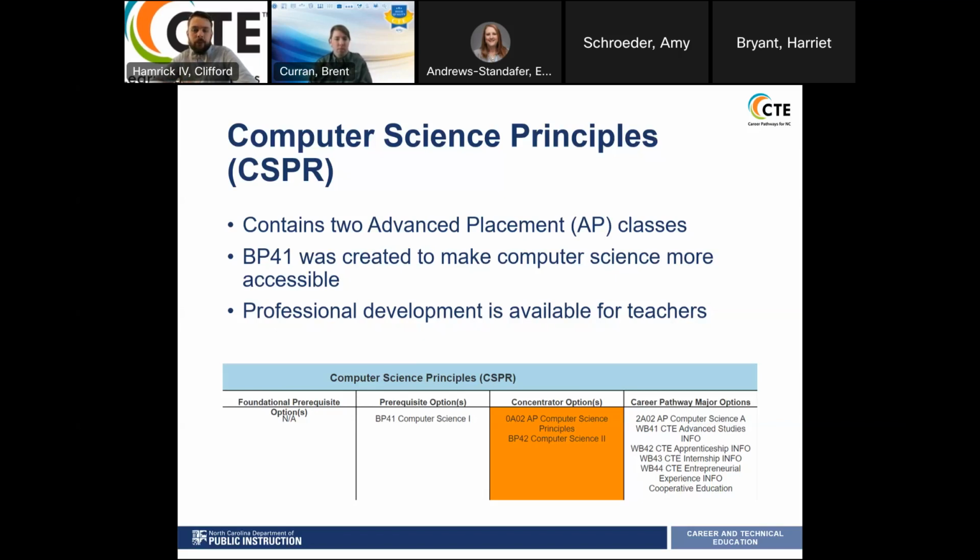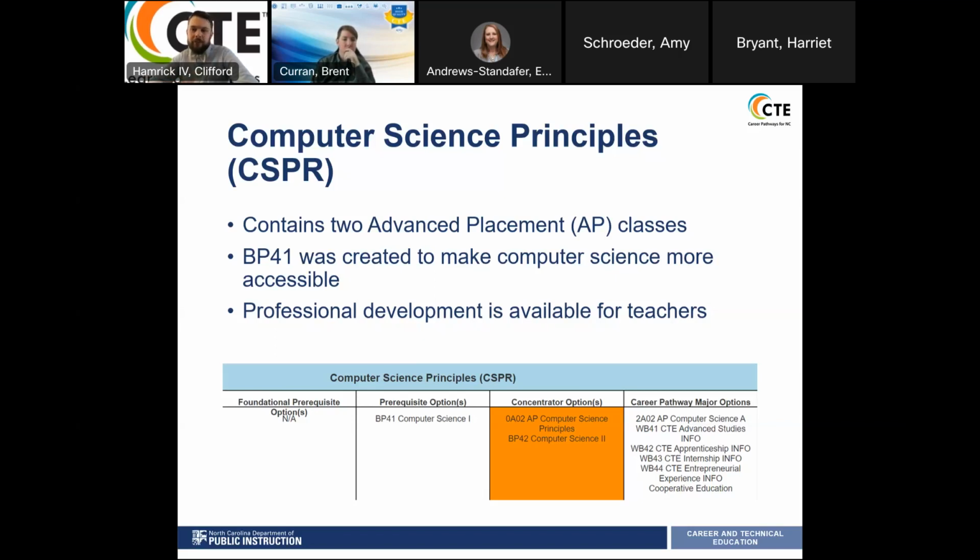Our career pathway major options, as Brent was talking about earlier, are there for students who want to go further. They've become concentrators, but they're really into the area and want to know more. They could go on to take 2A02, which is AP Computer Science A. So this is the only pathway in the computer science and IT area that has these AP courses in it.